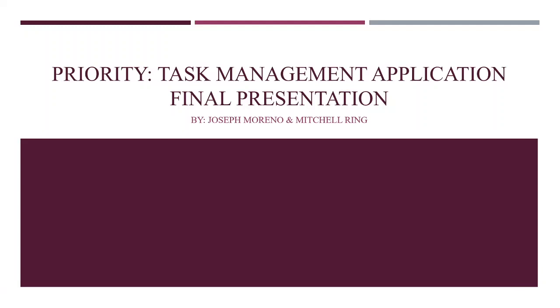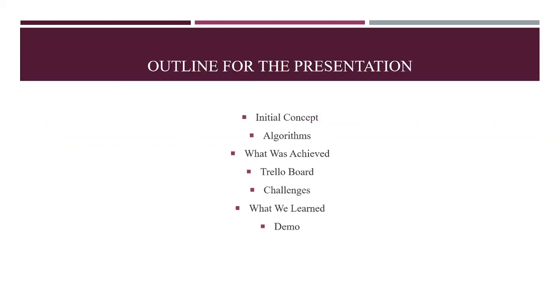This is our senior project final presentation. Our topic was the priority task management application. This is our outline for the presentation. We'll start with the initial concept, go to algorithms, what was achieved, show the Trello board, show challenges, what we learned, and then finish off with a demo. Let's start with the initial concept first.